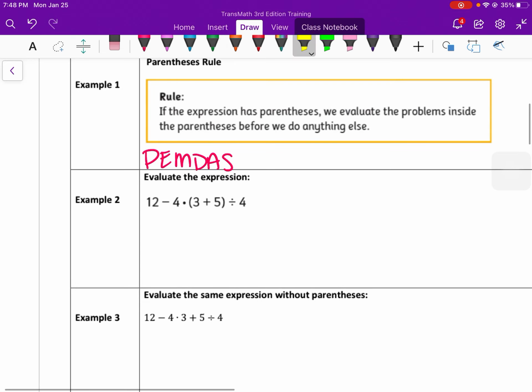So in this problem, we're going to evaluate what's inside the parentheses first, which would be 3 plus 5, which is 8. Then we do any multiplication or division before any addition and subtraction. So we're going to have 12 minus 4 times 8, and you could write that in parentheses, divided by 4. Next in the order of operations comes multiplication and division, and you work from left to right. So we're going to do the multiplication first. So it'll be 12 minus 4 times 8 is 32, and then we're going to have divided by 4 next.